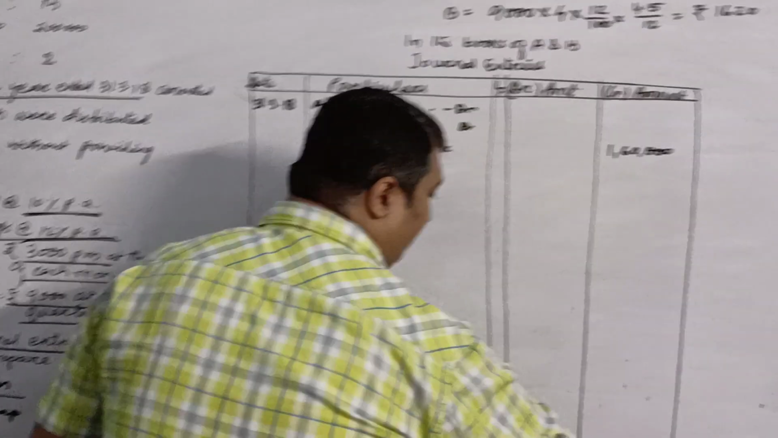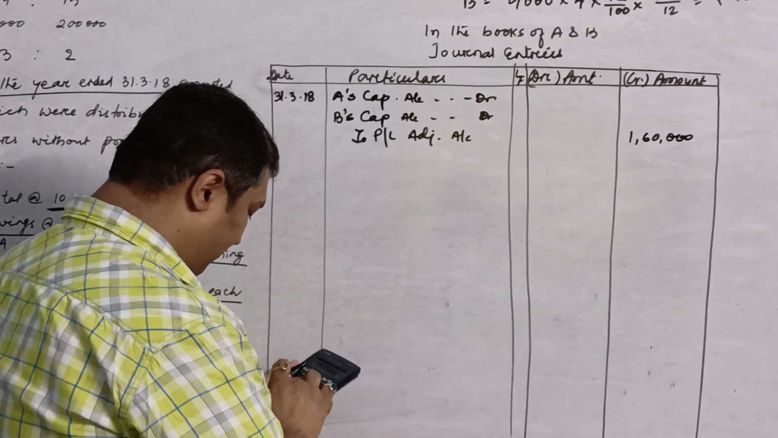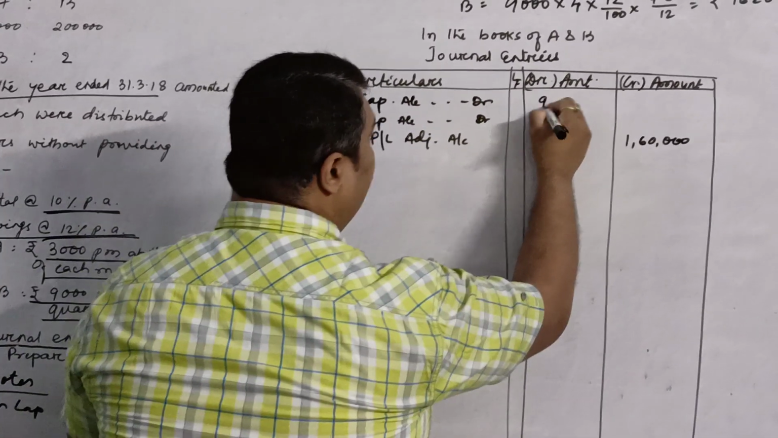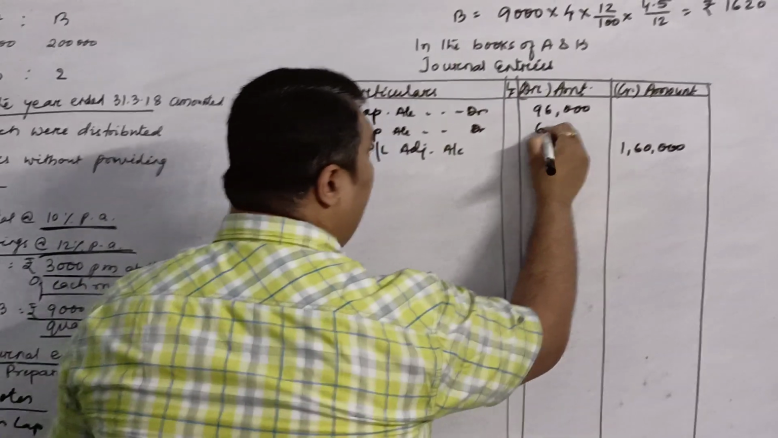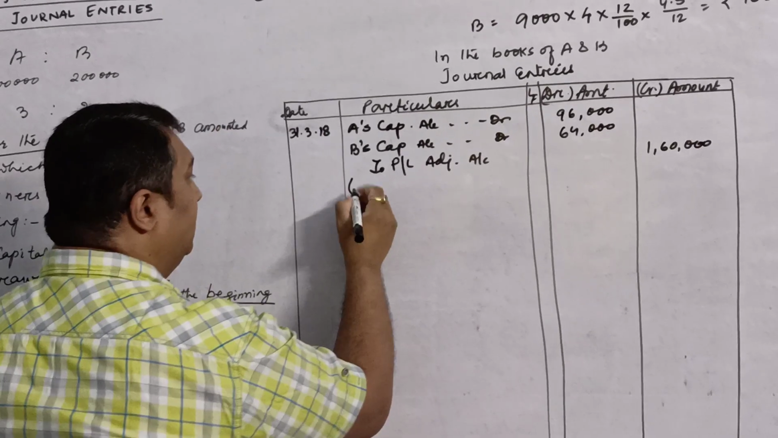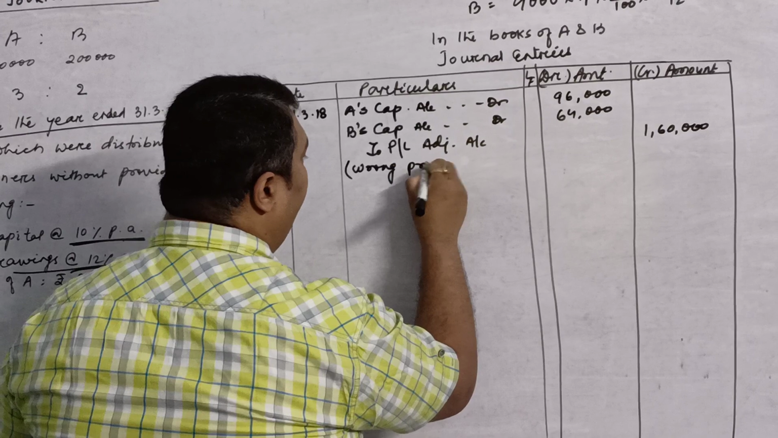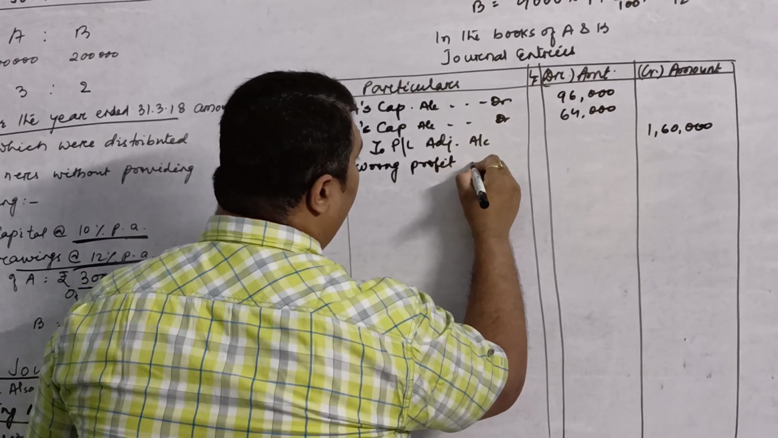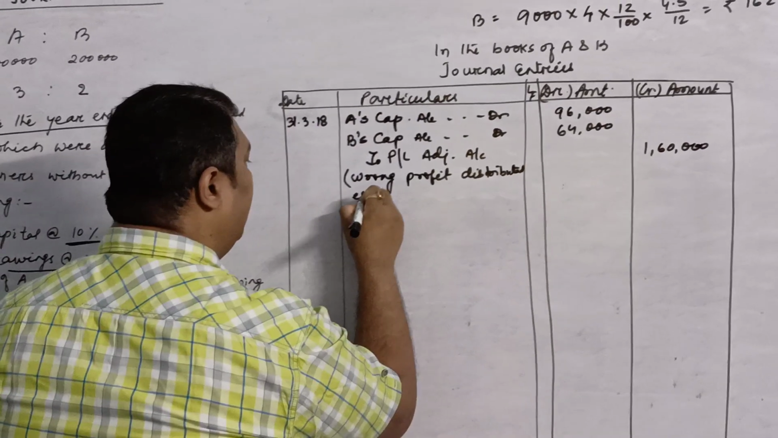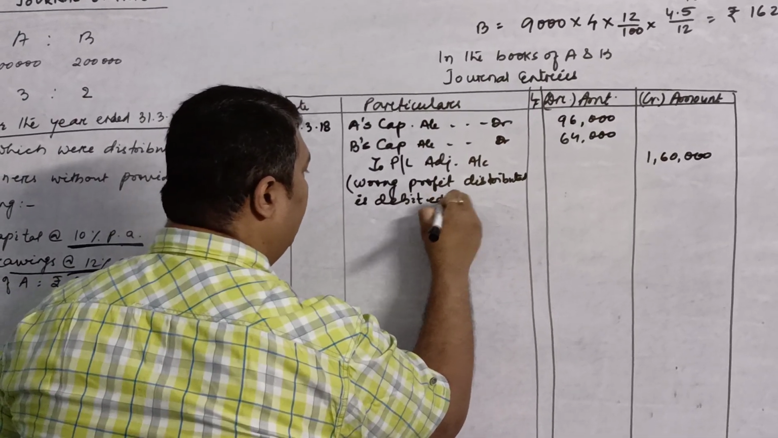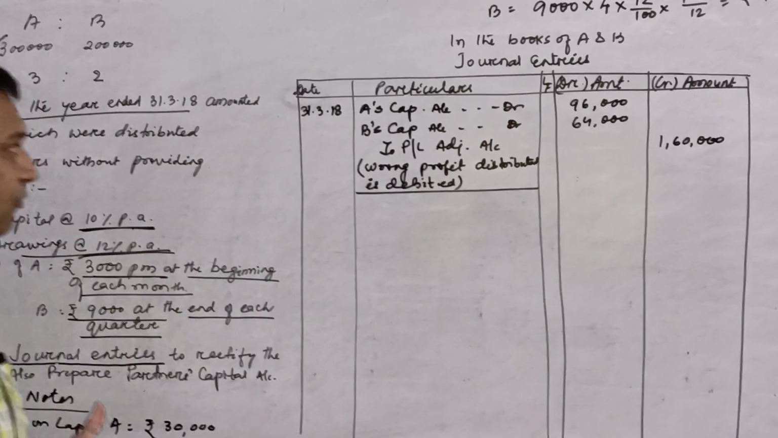We'll take it back in the profit sharing ratio, that is 3:2. So 1,60,000 divided by 5 into 3. A will give back 96,000 and B will hand over 64,000. Here this is the wrong profit distributed, which is debited. So this is what we do first. That means we have taken back the profit.